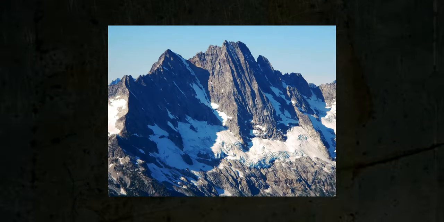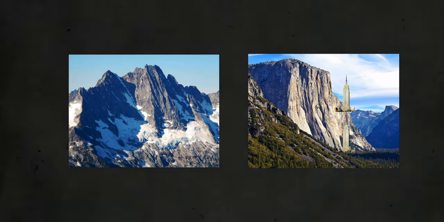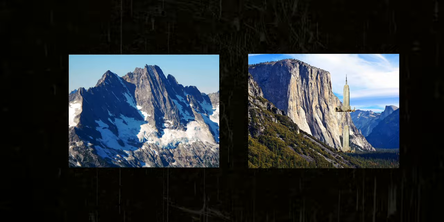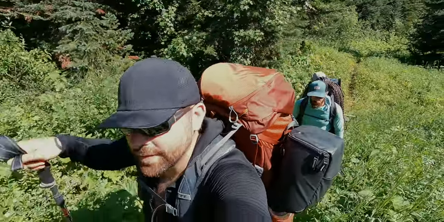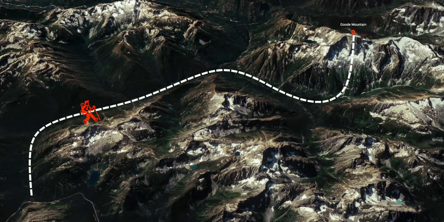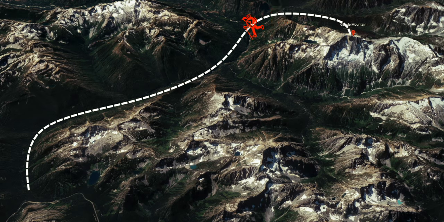To put that in perspective, that's about the same size as El Capitan in Yosemite, which is higher than two Empire State Buildings stacked on top of each other. And one of the hardest aspects of this climb is that we have to carry all of our gear on our back, because we go up one side of the mountain and come down the other.